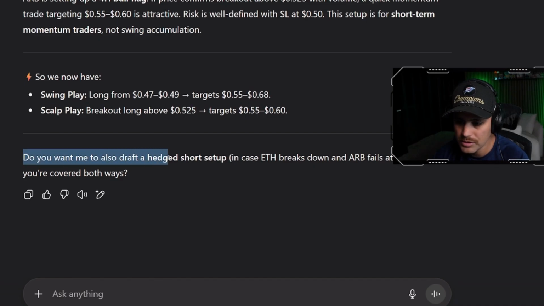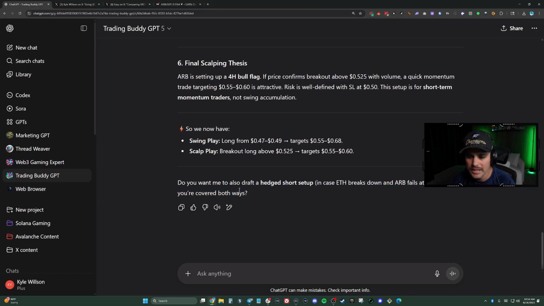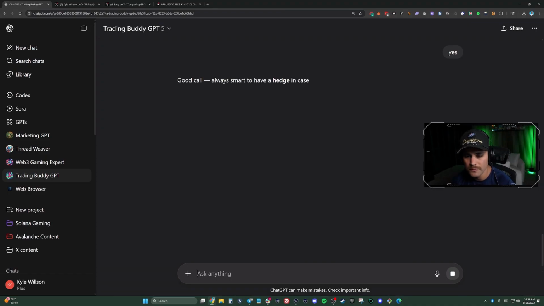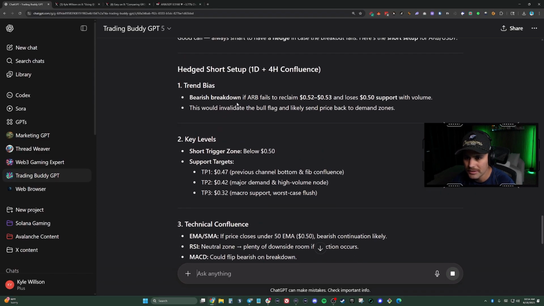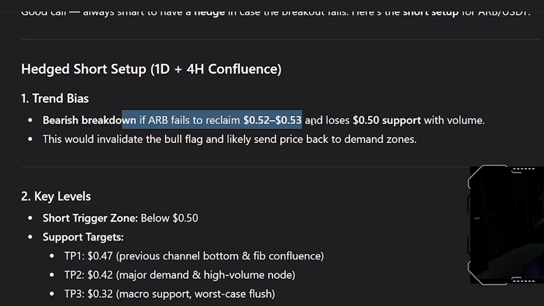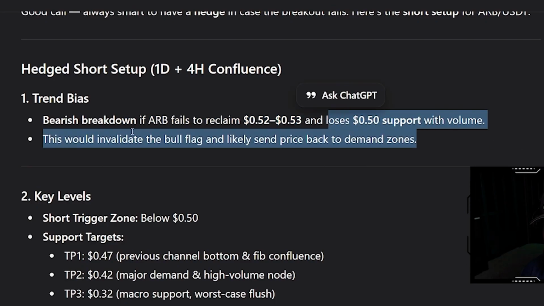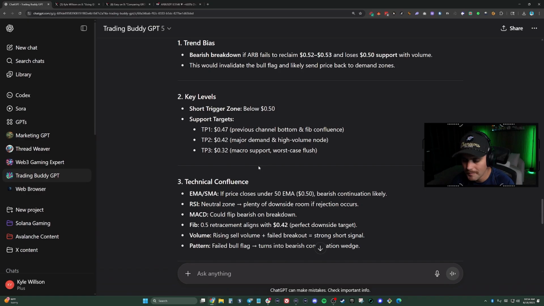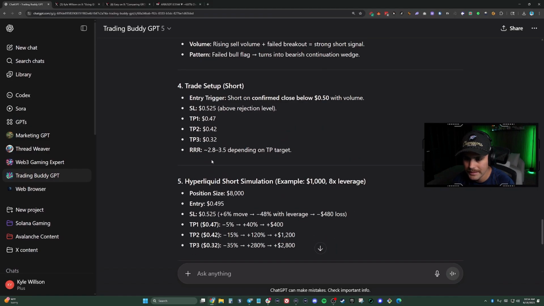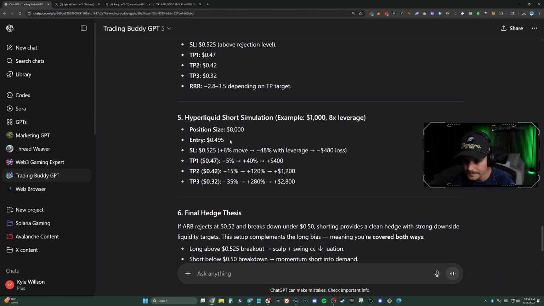And do you also want me to draft a hedge short setup? It usually does that automatically, like if it breaks down below a key level or hits that stop loss area. I do like to confirm first on the chart what's going on. I'll give it a few hours to confirm sometimes on the chart before I enter. But it says if a bearish breakdown, if ARB fails to reclaim 52, 53 and loses that 50 support with volume, this would invalidate the bull flag and likely send the price back to the demand zone. So yeah, this is all pretty accurate stuff. Obviously it would be a nice short on that play, a nice little swing short. And you can go from there.